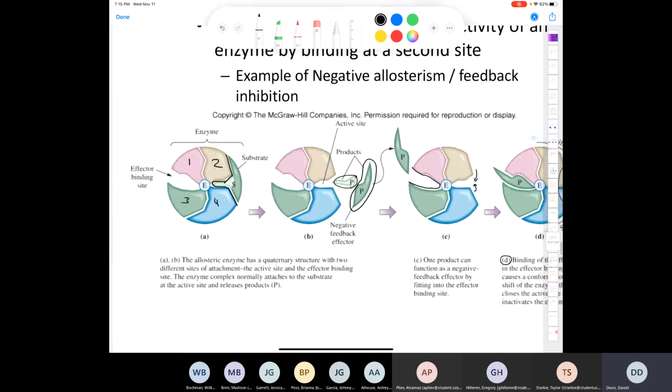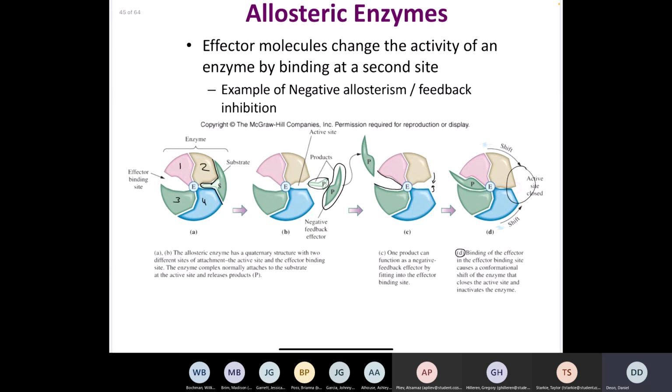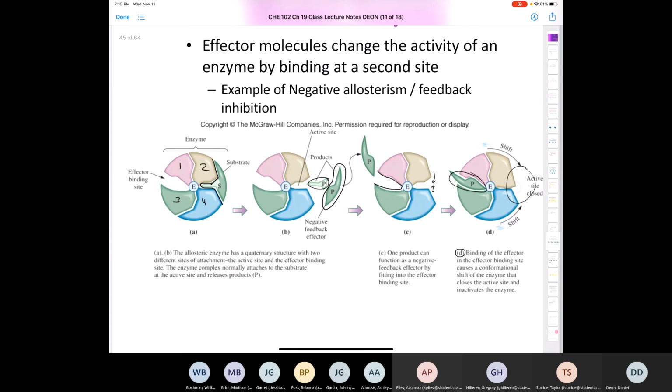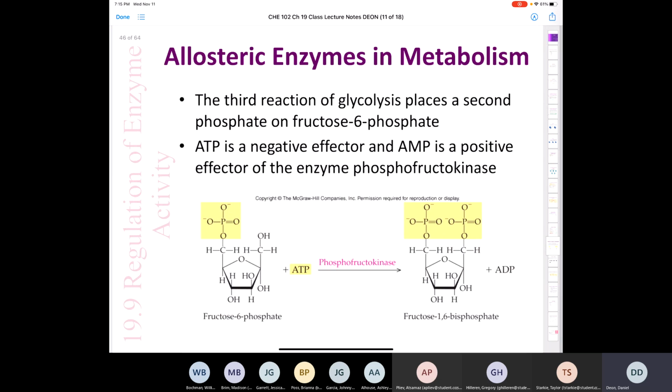Now, if you're wondering, well, now that it's shut down, is that the end? Is the enzyme never going to work again? Well, think about it this way. If this product dissociates from the enzyme, it's going to reopen the enzyme so that it's going to be able to produce more product. Okay, here's an example of allosteric enzymes and metabolism.